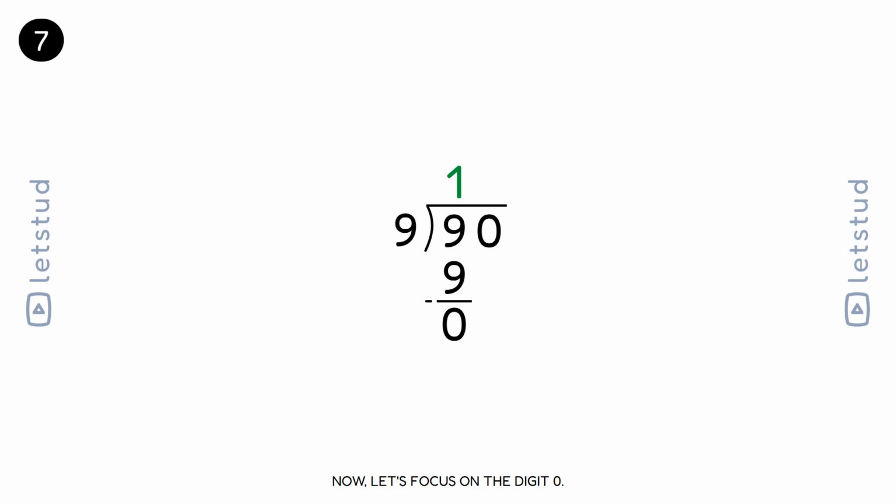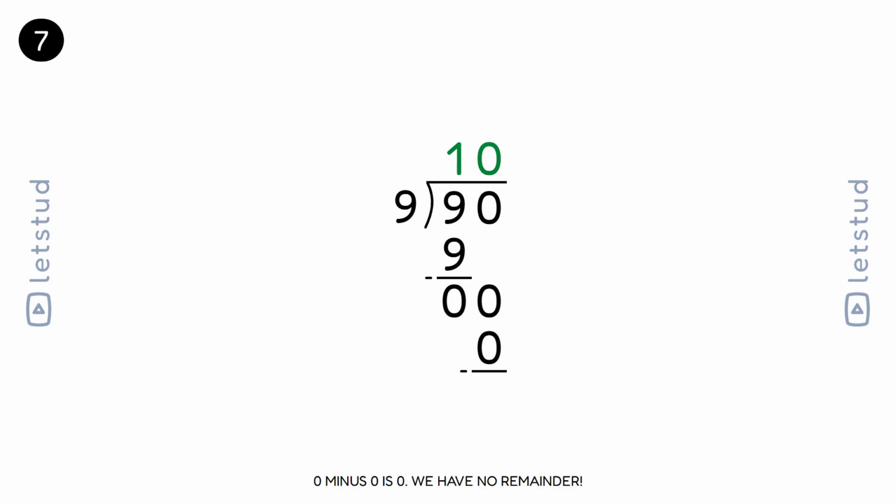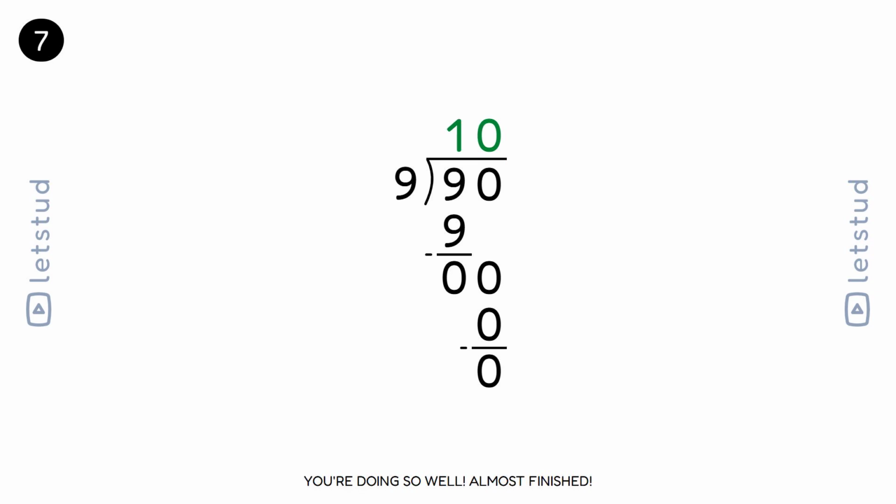Now, let's focus on the digit 0. How many times does 9 go into 0? No more digits to bring down. 9 goes into 0, 0 times. 0 times 9 is 0. 0 minus 0 is 0. We have no remainder. You're doing so well, almost finished.